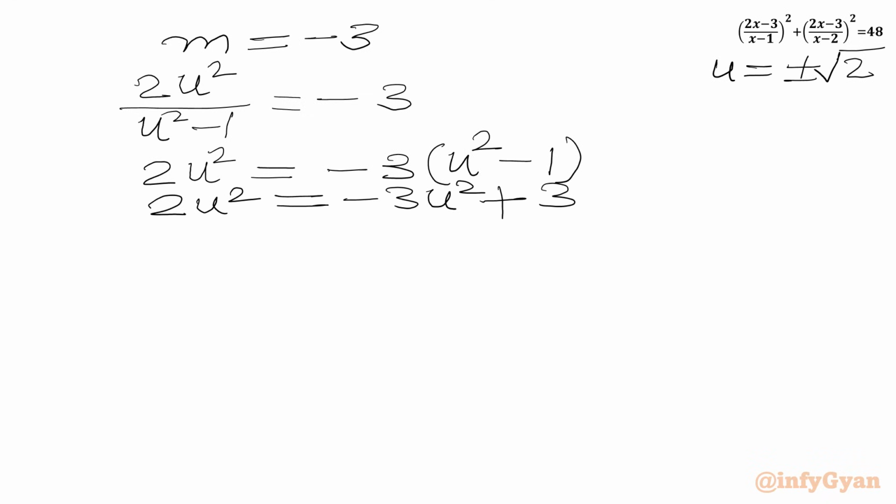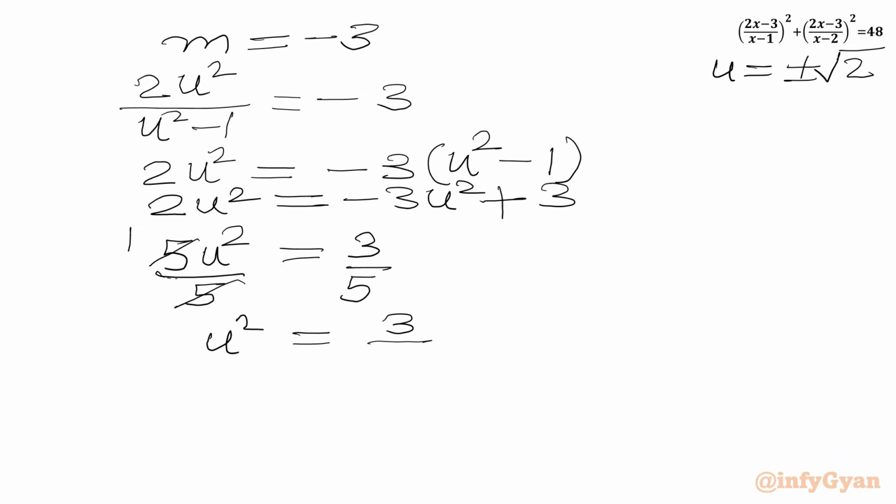Now we will add 3u square to both sides. So we will get 5u square equal to 3. Now we will be dividing by 5 both sides. So 5 over 5 will be 1. We will get u square value equal to 3 over 5. Now we have to take square root both sides to get the other two values of u. We will get plus minus square root 3 over square root 5.